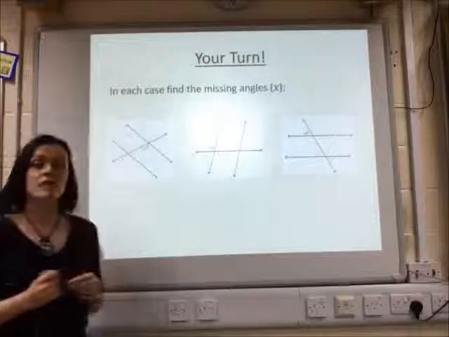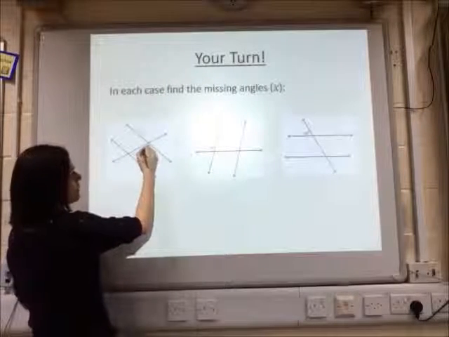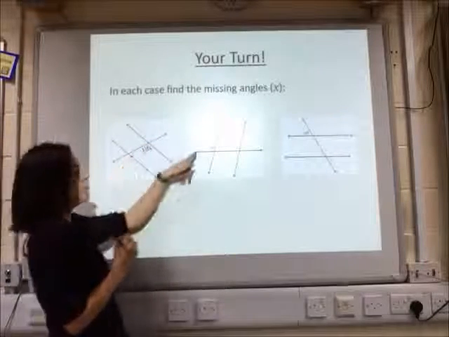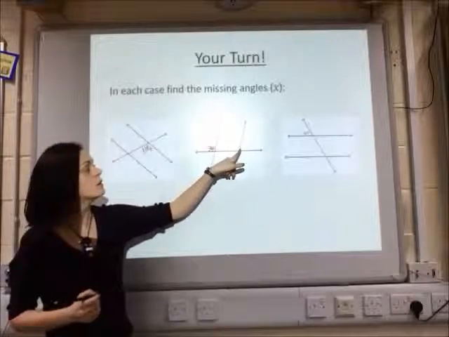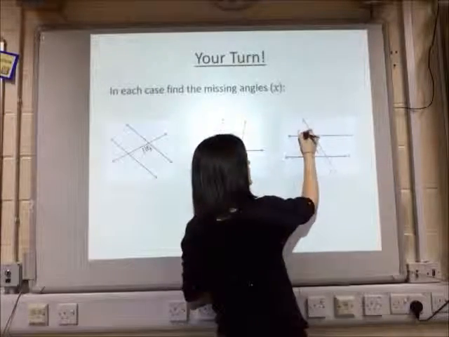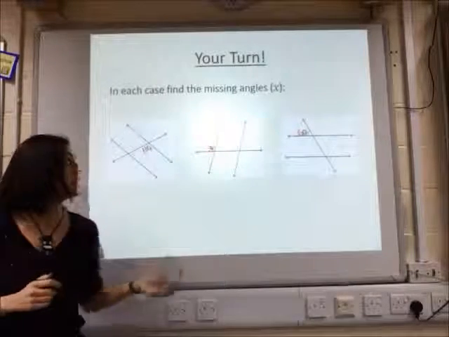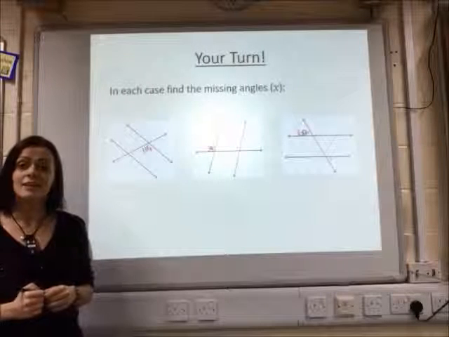So now it's your turn. Have a little look at these ones. This angle here is 114 degrees, and we want to know this one. This angle here is 74, and we want to know this one. This angle here is 60, and we want to know this one. So press pause, give it a try, give yourself some reasons, and when you're ready to see the answers, press play again.